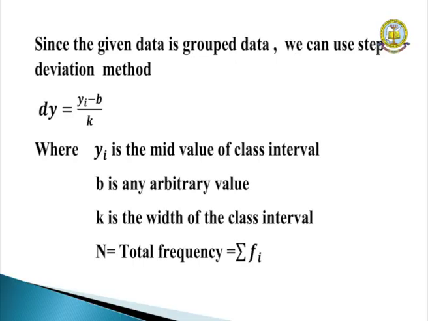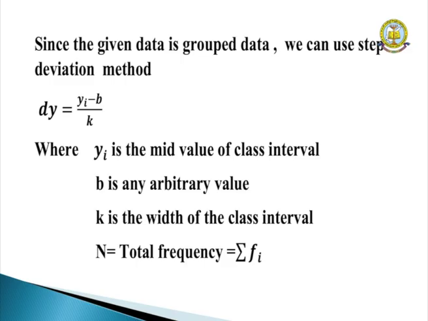You know that sigma square m y formula. In that case here, 1 by n into summing over i is equal to 1 to m, f i into y i bar whole square minus 1 by n into summing over i takes values 1 to m, f i into y i whole square. Since the given data is grouped data, we can use the step deviation method. Just now we discussed about that thing.